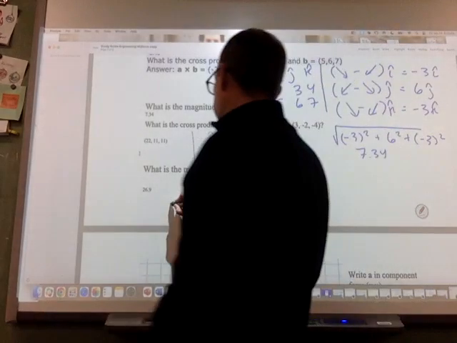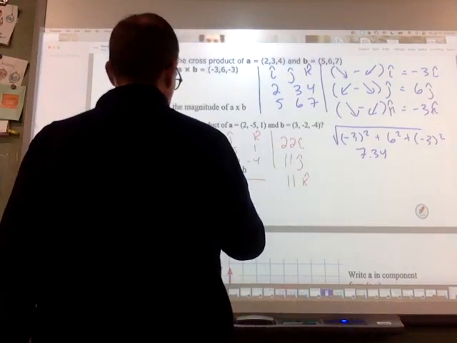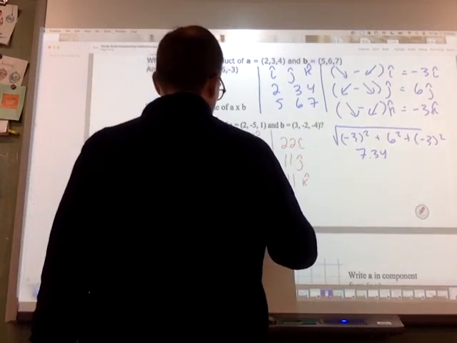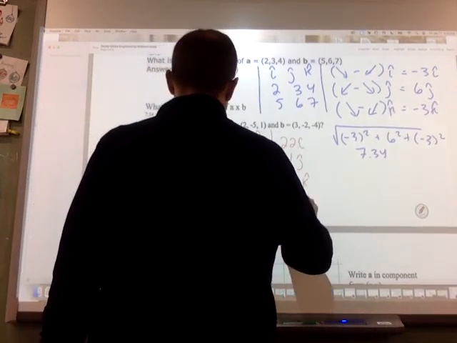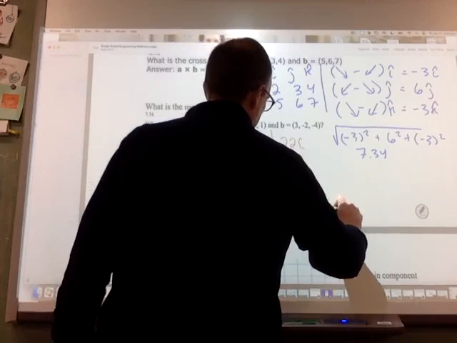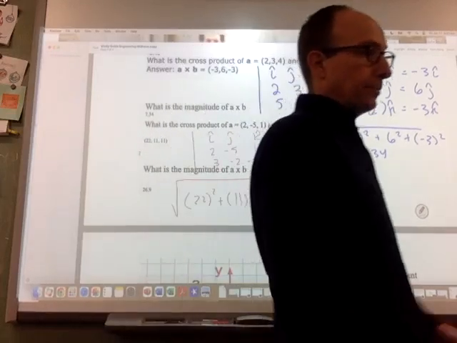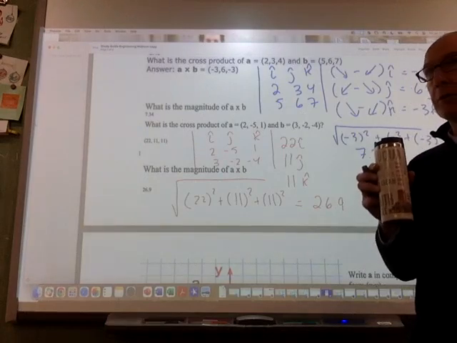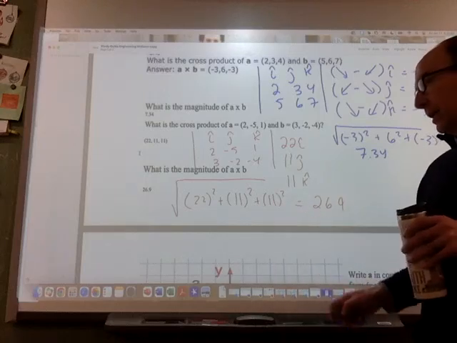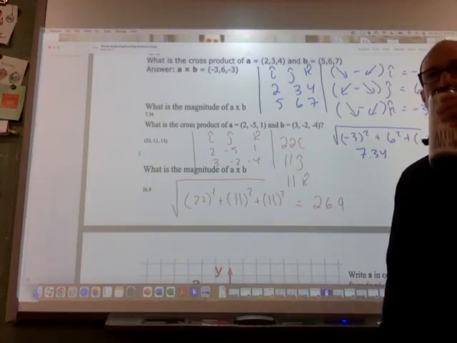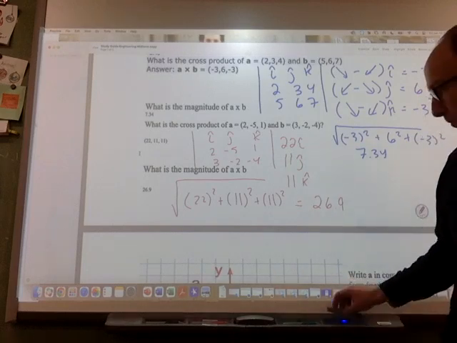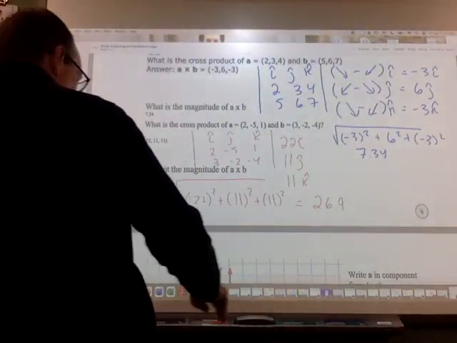Our magnitude again would just be the square of the terms square rooted, which ends up being 26.9. And for your midterm, this will be multiple choice, and I believe I left them all as radicals. I didn't put them in decimal form. All right, on to the second page.